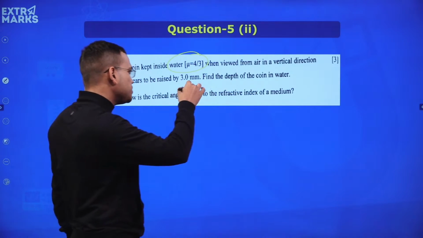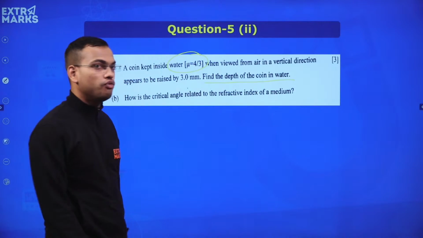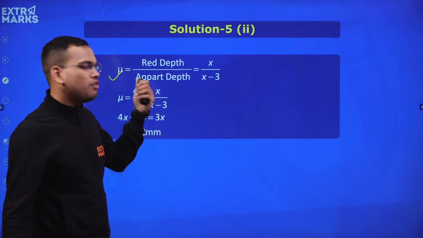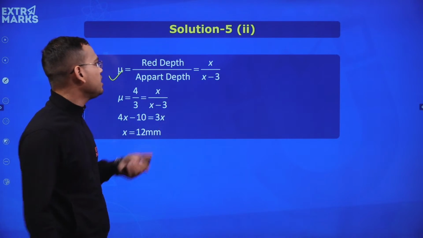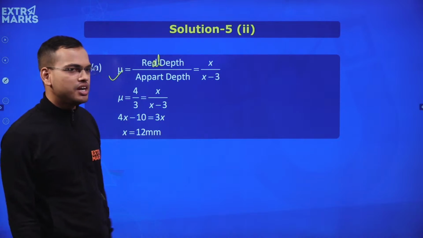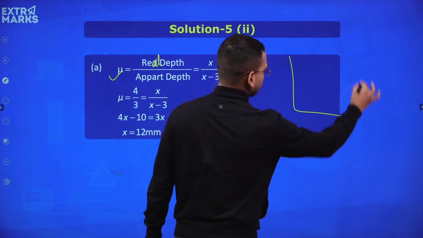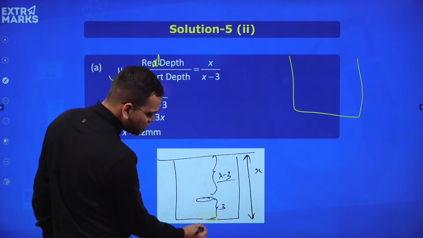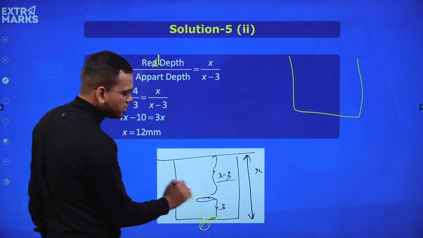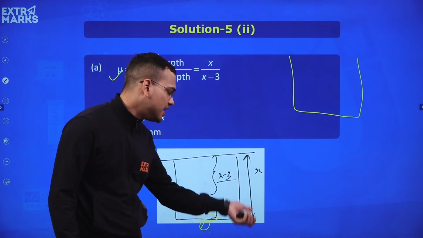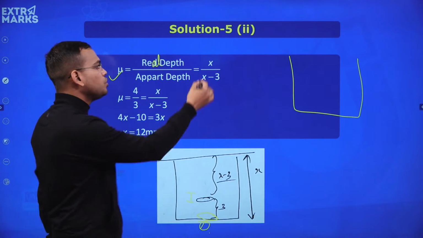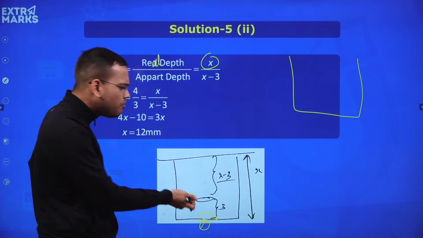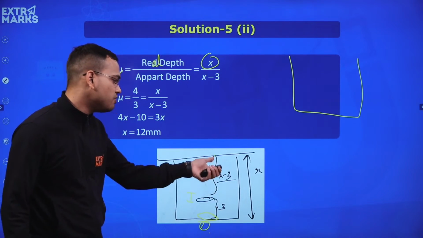The question is specifically asking what is the depth of the coin in the water. Very simple. The formula is very simple. The refractive index mu is real depth upon apparent depth. Now if this is a glass and this is the actual coin here, but the image is seen here. What is the actual depth? Say x is the real depth. So the real depth is x, but apparently it is looking at x minus 3. It is looking somewhat raised, okay? 3 millimeter raised, so it will be x minus 3.